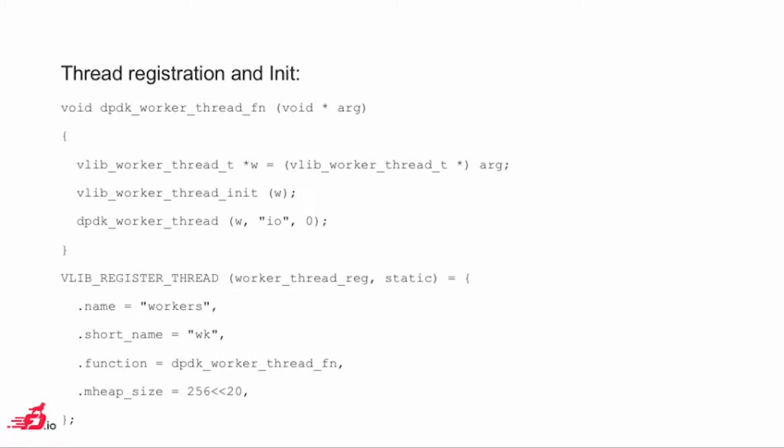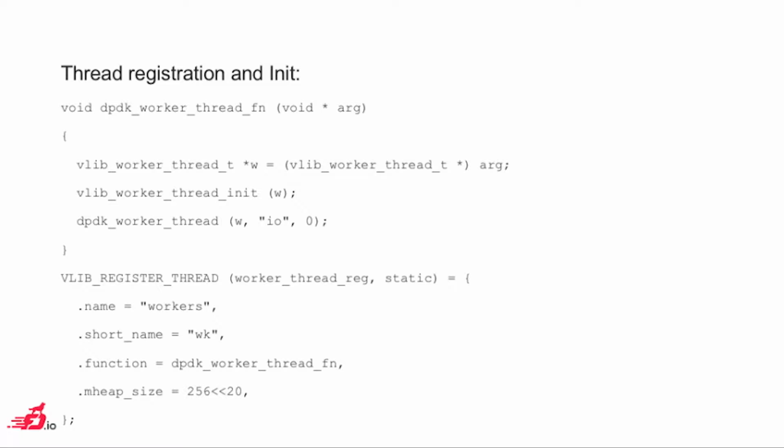Okay, so thread synchronization. So actually initialization. If you take a look into the source code, you will see that we are using a lot of macros, and we have something which is called vlib register thread, and this is a macro which is registering the new thread.